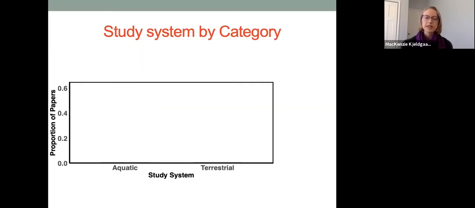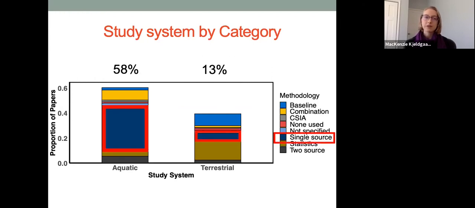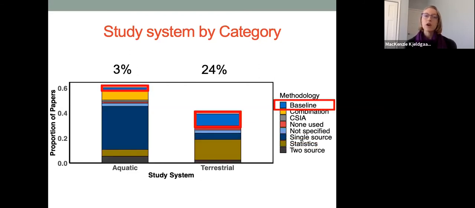Okay, so looking at our results, here I have our two ecosystem types, aquatic and terrestrial ecosystems, on the x-axis, and the proportion of papers that I reviewed on the y-axis. When we fill in the data, we see significant differences depending on the ecosystem studied. Authors focused on aquatic ecosystems tended to use a single source mathematical formula, whereas those focused on terrestrial ecosystems tended to use statistical analyses or baseline subtraction. And I think it's important to note here that theoretically, all of these methodologies can be applied regardless of the study system. So we're not entirely sure why there's such a difference between these two ecosystems.